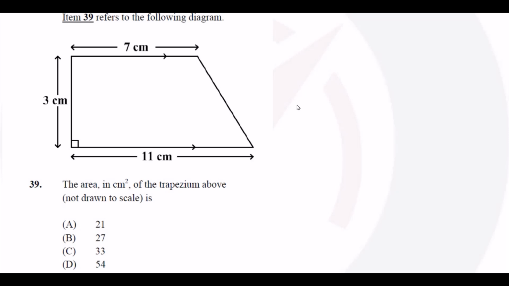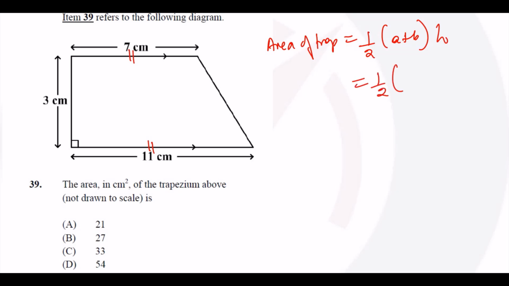Alright, question 39. So you see a trapezium here. The area in centimeters square of the trapezium above, not drawn to scale, is... Now the area of a trapezium is equal to half the sum of the parallel sides. These sides are parallel to each other. That's a plus b, times the perpendicular height, which is our h. So half, 7 plus 11, times our perpendicular height, which is 3.